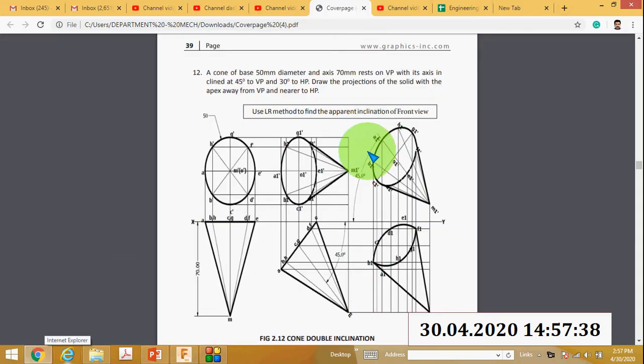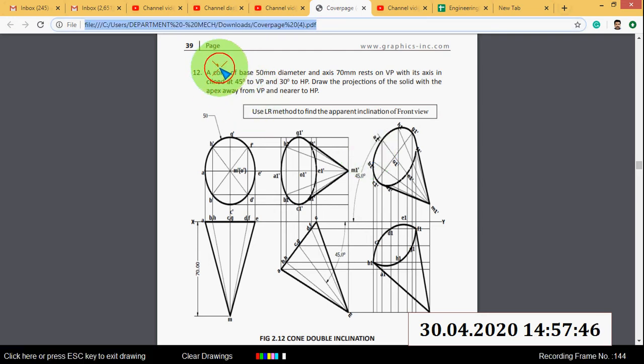Good morning. In this video I will explain the projection of solids. Here the object is a cone. You can see the object is a cone and the dimensions are given. Base is 50 mm and axis is 70 mm. Rest on VP. So here the cone is in VP.